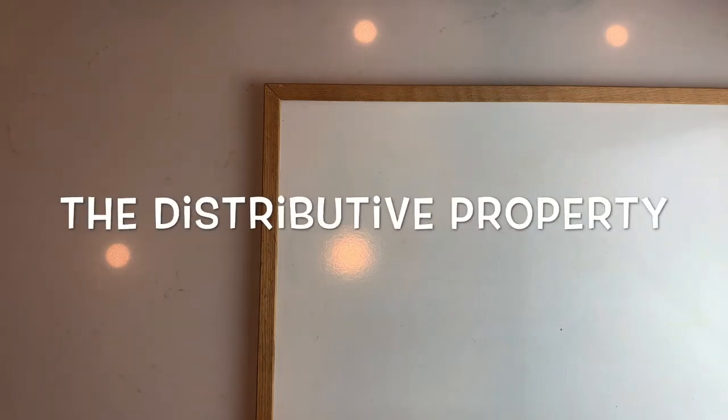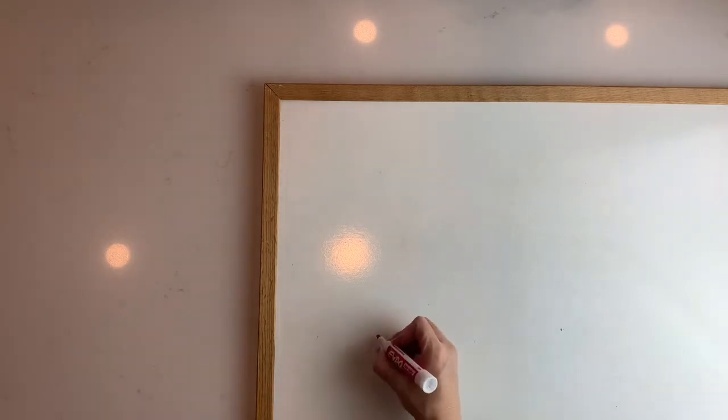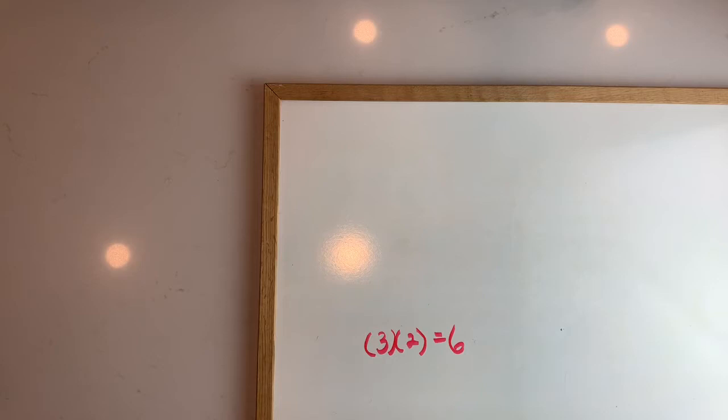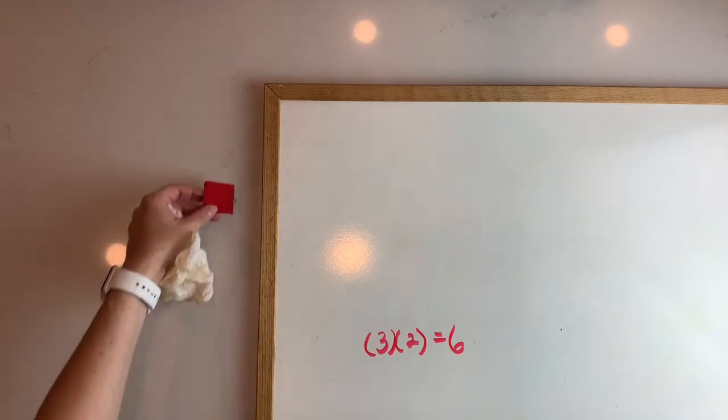In this video, we're going to learn a type of multiplication called the distributive property. But before we get into that, we're going to start with some multiplication that we're familiar with and then build on that. So if we were to say, what is the answer to 3 times 2? Well, you guys know what that is. It's 6.